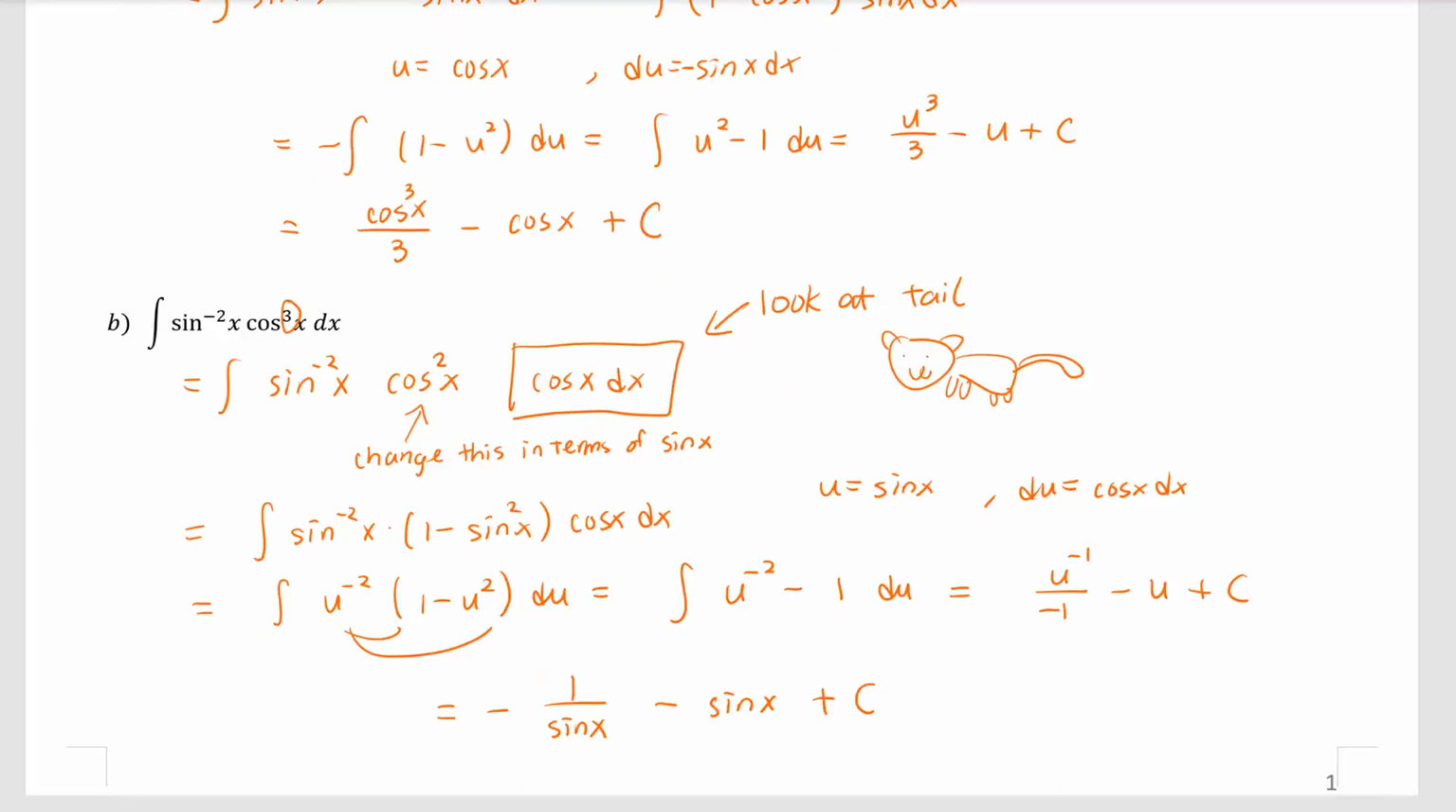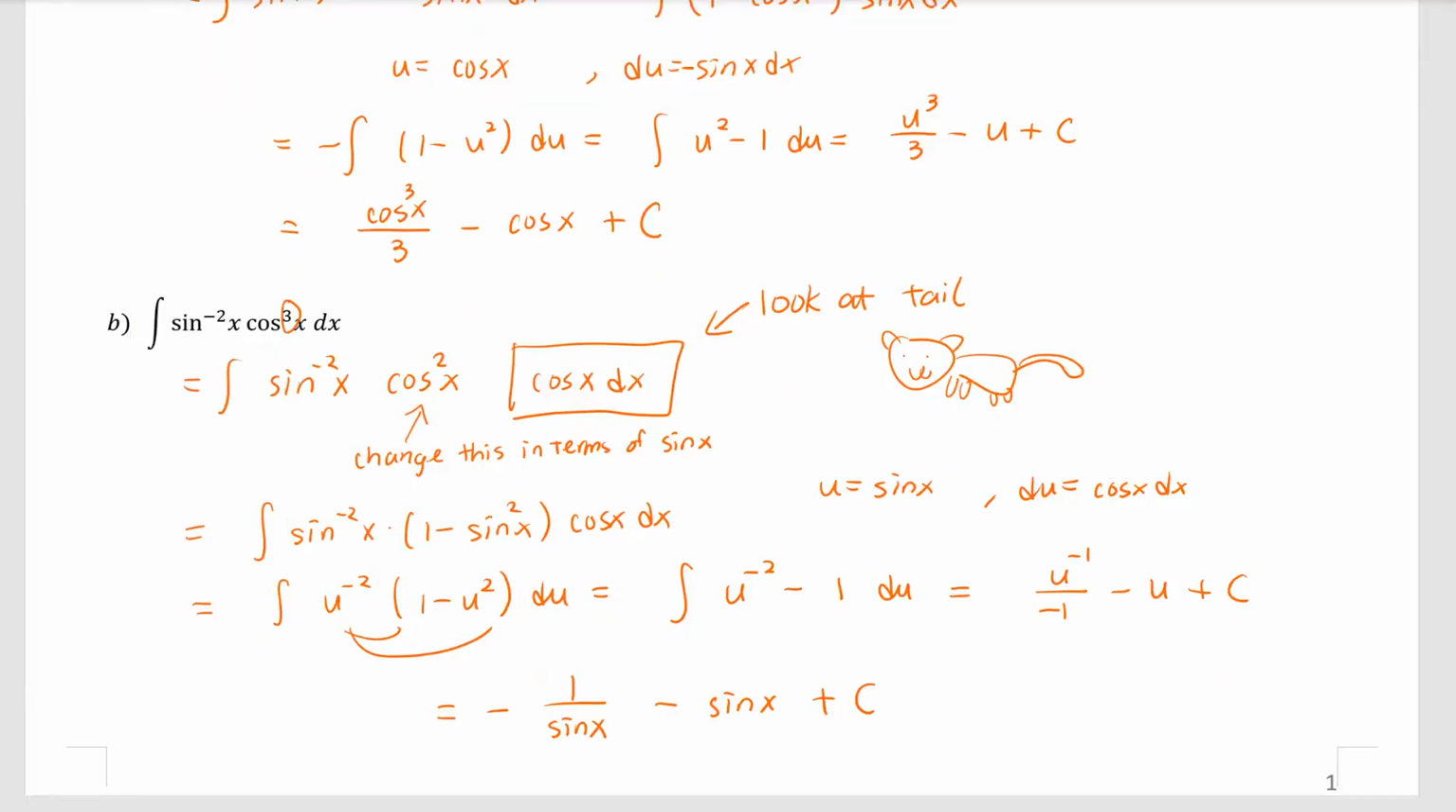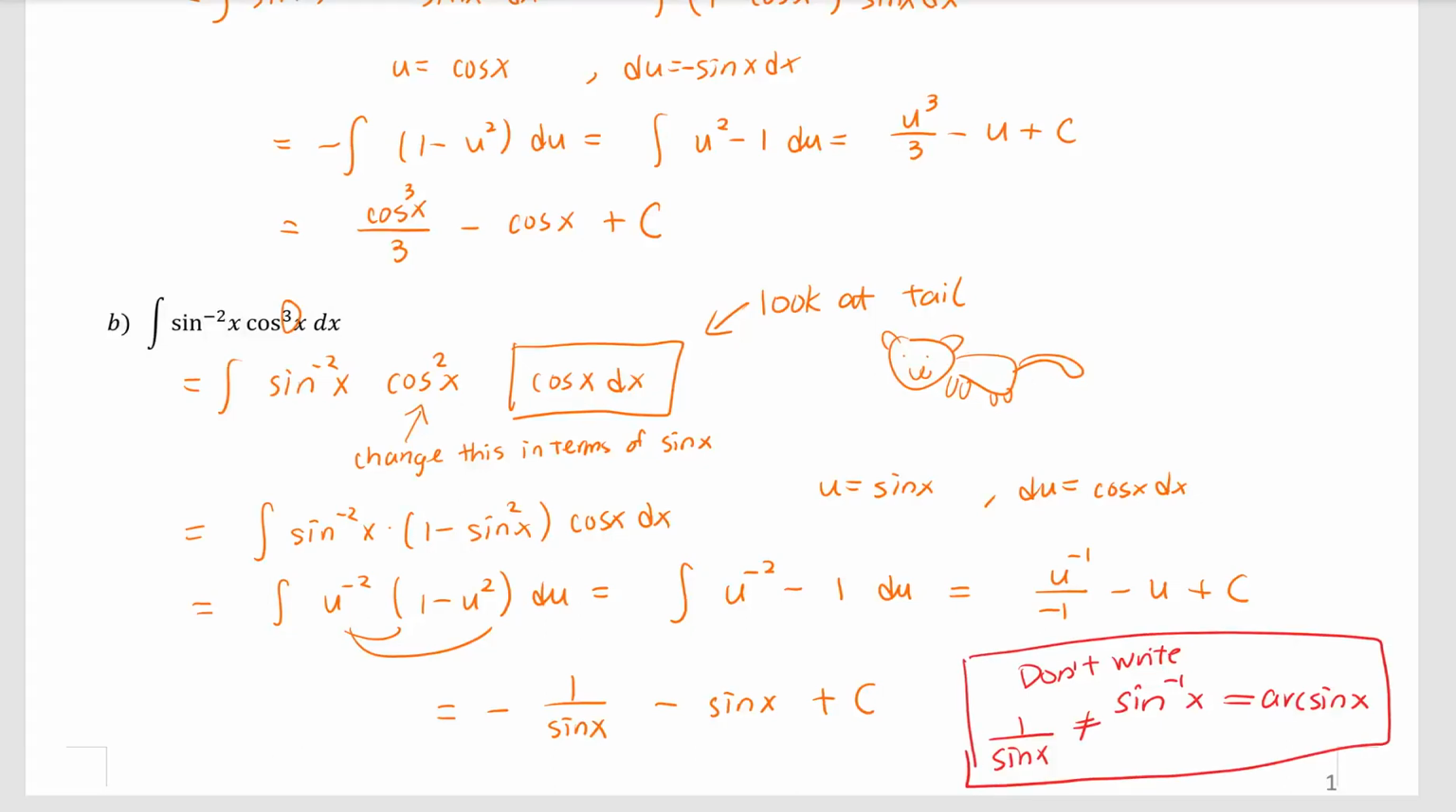Be careful, because I have had students make this mistake before. The student wrote this. Is he right? No. Don't write this, because this is the inverse trig function. This does not equal 1 over sine x, and what we need here is 1 over sine x. So be careful, everybody. Don't write that.